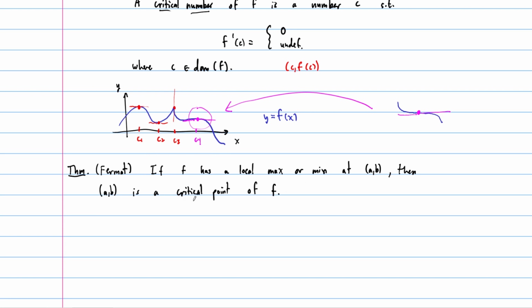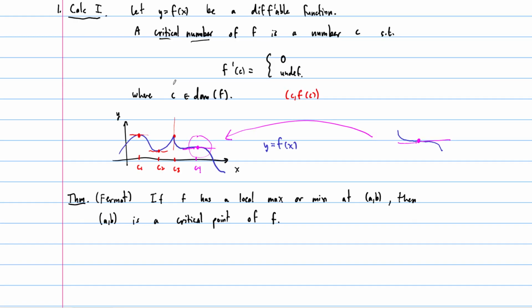But this says that if the function has a local max or min at (a, b), then (a, b) is a critical point of f. And remember, this means that the point is in the domain. Critical number, critical point here, means that the x value is in the domain of the function, and the derivative is either 0 or undefined, right? So it's either 0 or undefined.